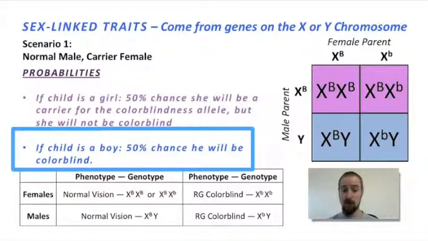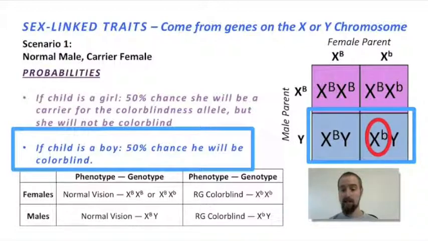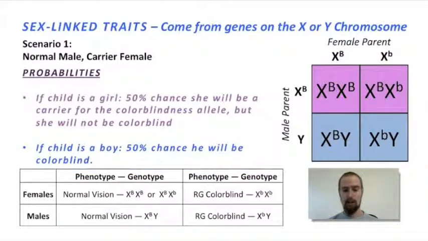If the child is a boy, however, there's a 50-50 chance that he will be colorblind, because there is a 50-50 chance that the X chromosome he inherits from his mother will have the color blindness allele. But boys do not inherit a second X chromosome from their fathers in the way that girls do, so this one recessive color blindness allele is all that it takes to make that boy child colorblind.